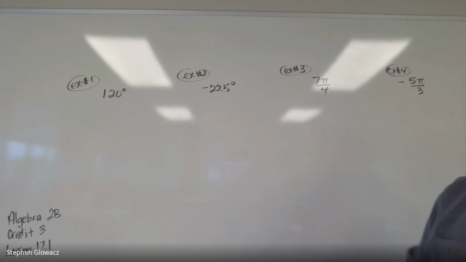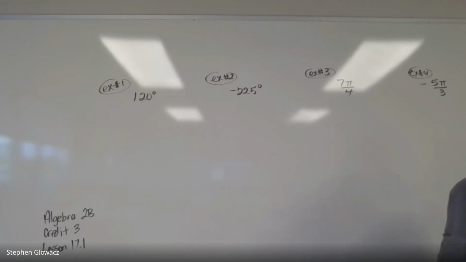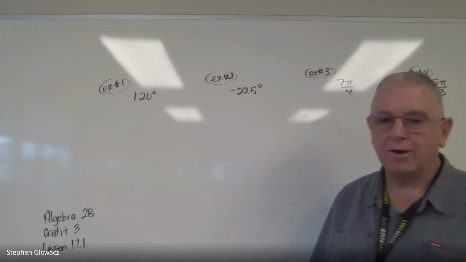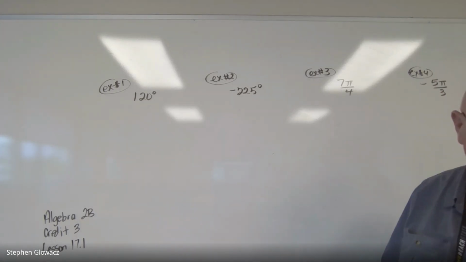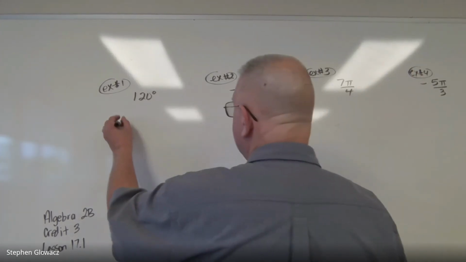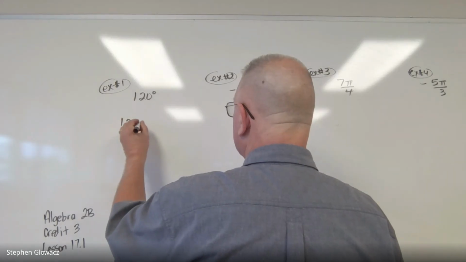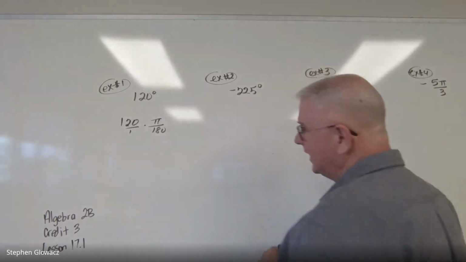So for example number 1, the directions are to convert the measure from degrees to radians, and we're going to leave our answer in terms of pi. In other words, we're not going to substitute 3.14 in for pi and get a number, which you could, but we'll just leave it in terms of pi. All right, so our first example, we have 120 degrees. So remember, we just said that we're going to multiply by that conversion factor of pi over 180.